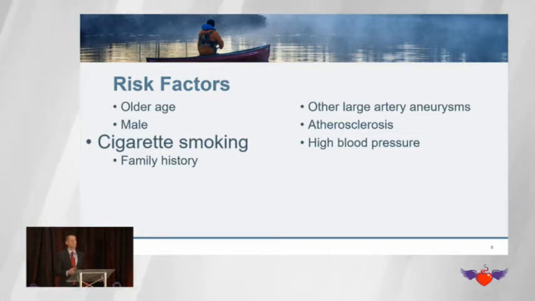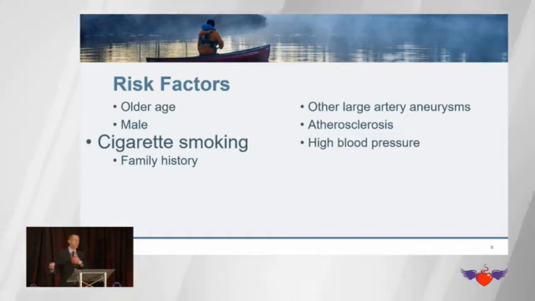That's a huge risk factor we see in not only developing aneurysms of the aorta, but also for having them progress and get bigger. Family history, also pretty big. If you have a first-degree relative, so brother, sister, mother, father, who has an aneurysm of the aorta, you yourself are 12 times more likely to have one.